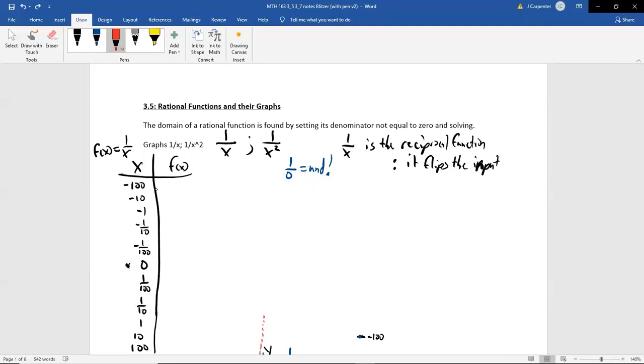Then we go to 1 over 100. I'm just going to do the positive values of what I have above. 1/10, 1, 10, 100. I could keep going, 1,000, 10,000, et cetera. Now, these answers are just going to be flipping that number. So -100, when you plug it in, if you need to see the work, I'll do it at least for the first one.